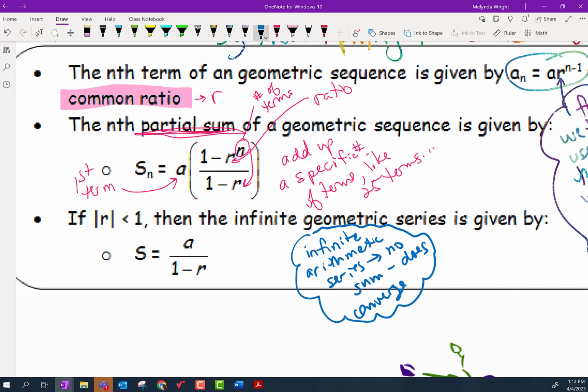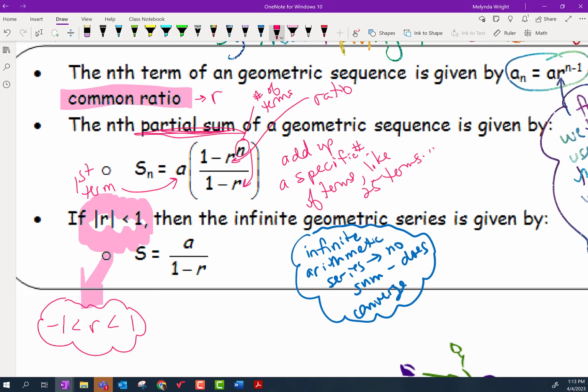But for some geometric series, it is possible to add them all up. For some, just a few of them. The ones where the absolute value of R is less than 1, which translates to R being between -1 and 1. Those, strangely enough, we can add all the terms up and get an actual sum.